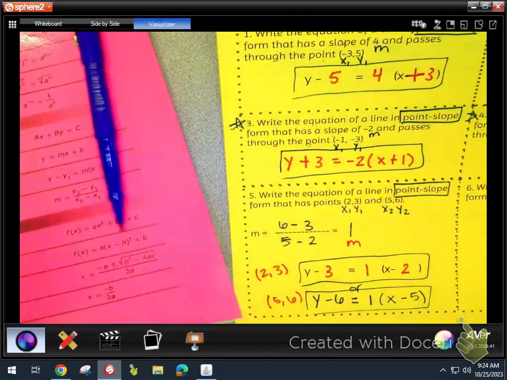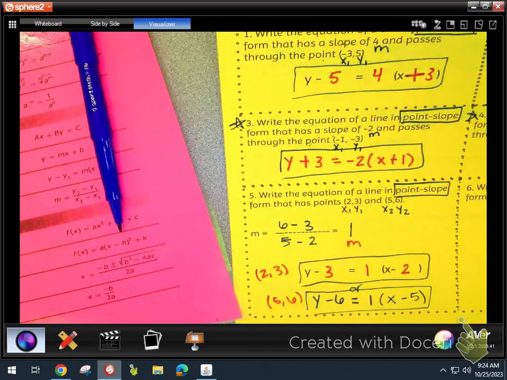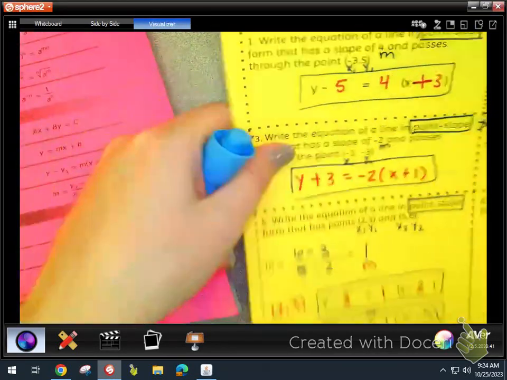So it just depends. I'm pretty sure on your homework I'll say use this point to write it. But again, sometimes if you have multiple points, you have multiple options. And if it's like that on the test, I would accept as long as it's correct. Okay? All right, try number 6 on your own. Think about where you need to start.